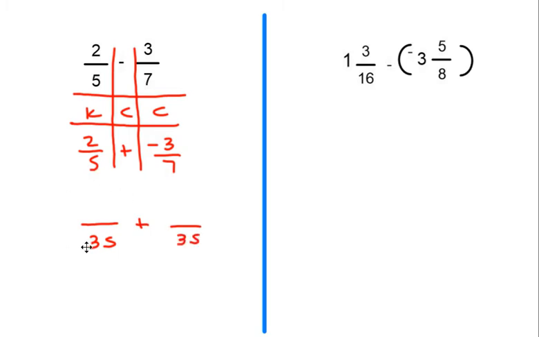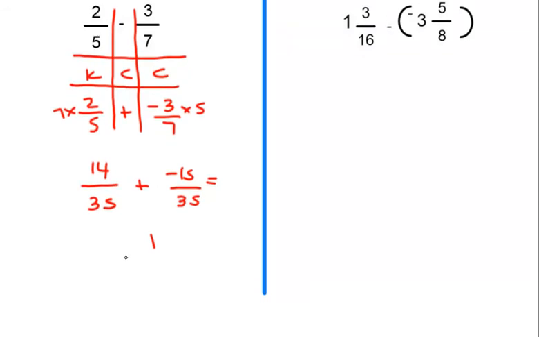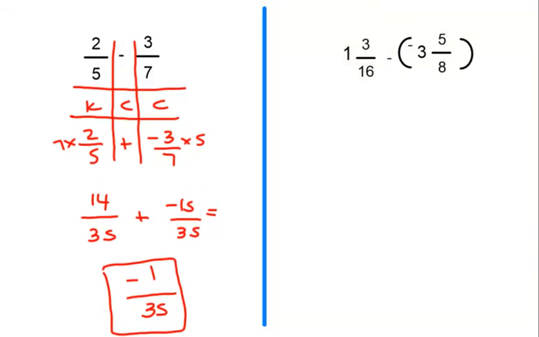So 5 goes into 35 7 times. 7 times 2 is 14. 7 goes into 35 5 times. Negative 3 times 5 is negative 15. Now I have different signs, so I'm going to subtract and keep the sign of the bigger number. So 15 minus 14 is 1, but 15 is the bigger number, so it's going to be negative 1 over 35. And that's a proper fraction, so it cannot be made into a mixed number.